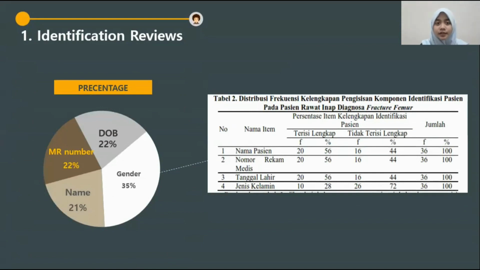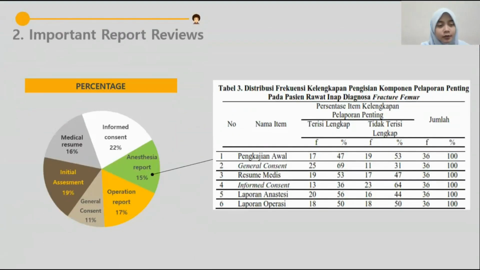1. Identification review. This is the percentage of the data. The highest is the gender. It means gender is an item that is often left empty. 2. Important report review. This is the percentage of the data. The highest is the informed consent. It means the informed consent is an item that is often left empty.